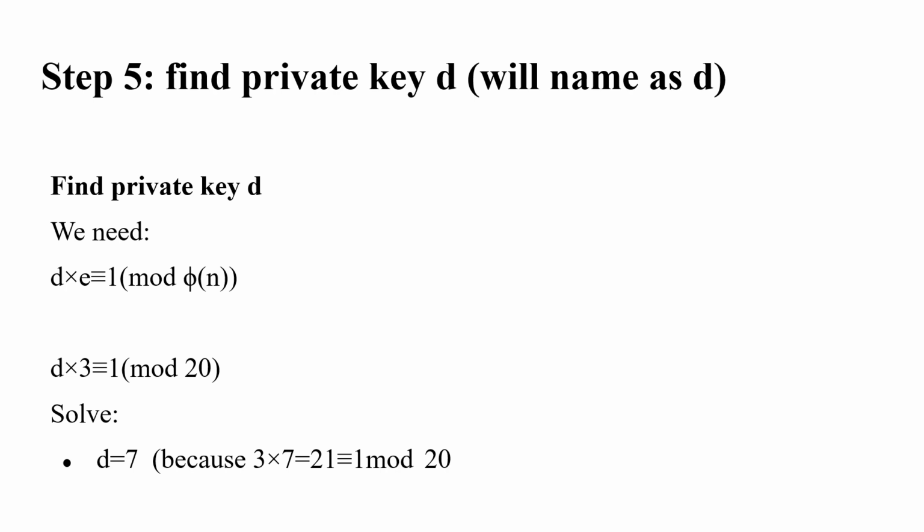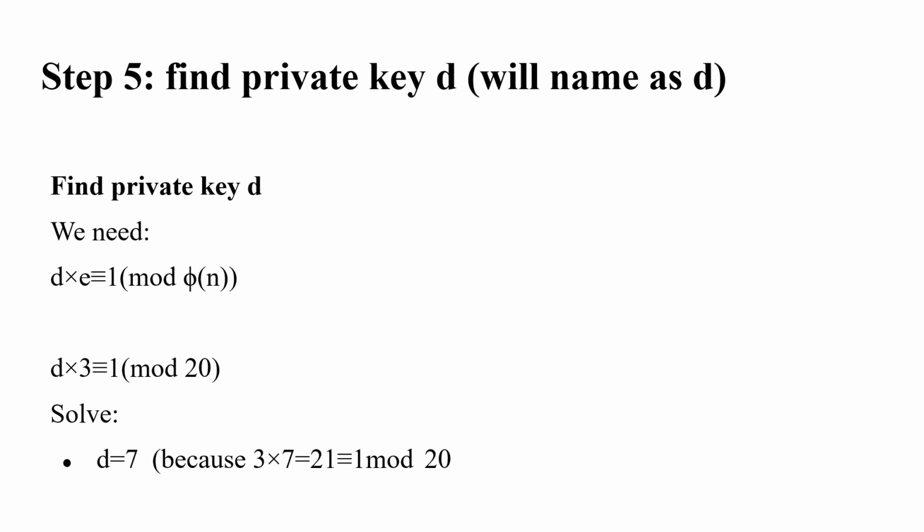Now the second thing is that I want to find the private key. I already told you the public key is used to encrypt, and the private key enables me to decrypt. So I'm going to name it D. Now how will we get D? There is a formula. I'm going to name the private key D, multiplied with E. E stands for our public key, which we already got.